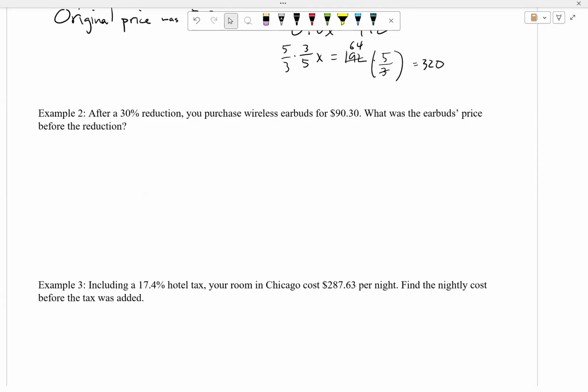For this, could we just do the reciprocal, 70%? Yeah, sure. 196.